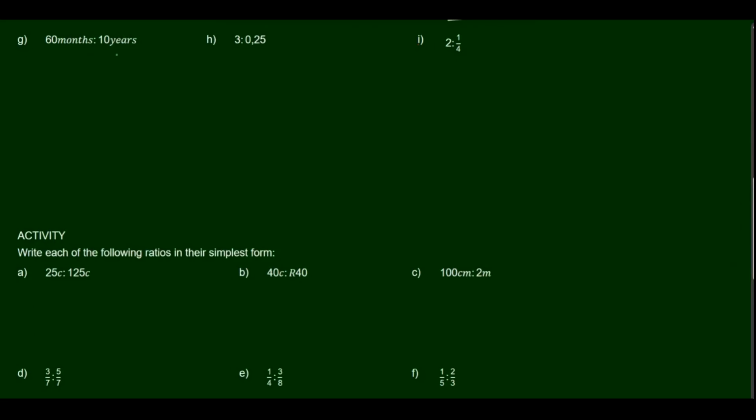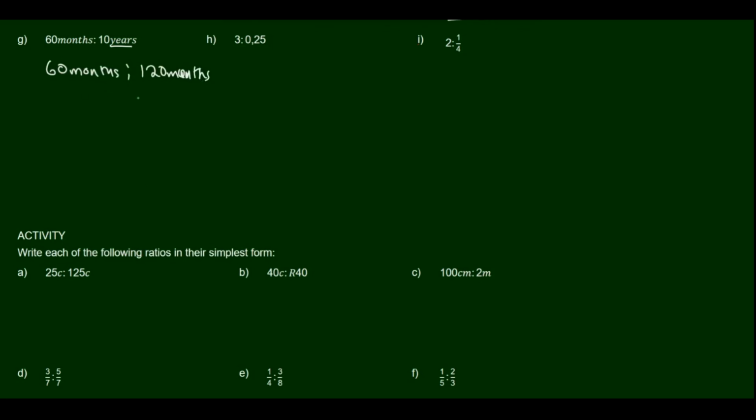Right, 60 months to 10 years. We can easily convert years to months. There are 12 months in 1 year, so it means in 10 years, there are 120 months. So we say 60 months is to 120 months, after converting 10 years to months.